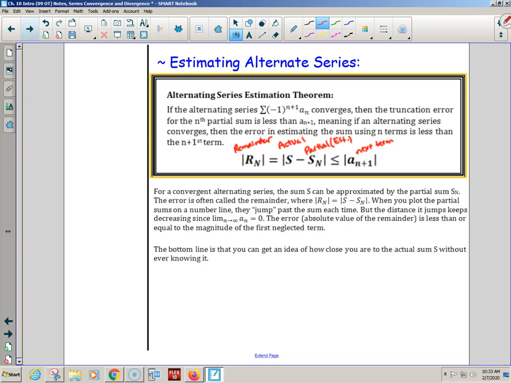Here we go. Estimating alternating series. However, whoa. This doesn't just say estimating infinite series, right? Specifically estimating alternating. It sounds like alternate realities. I don't really want to go into that. Not really my forte, alternating.